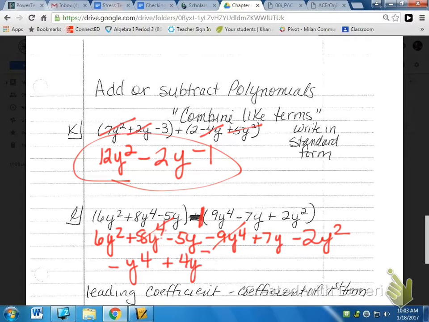4y to the second. Gone and gone. Now I go to y. Negative 5y and positive 7y, 2y. Plus 2y. And you are done.